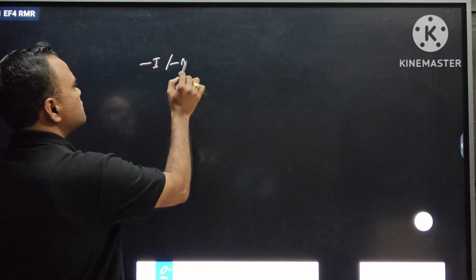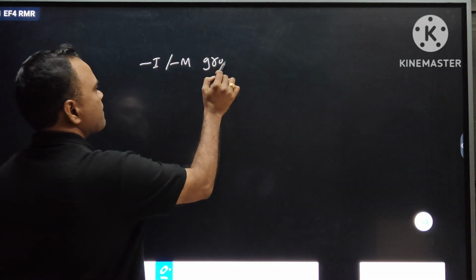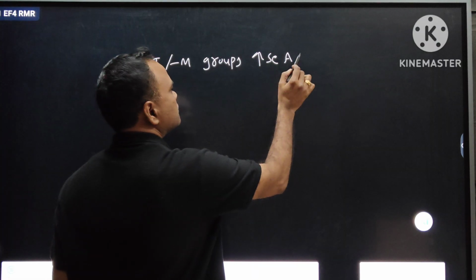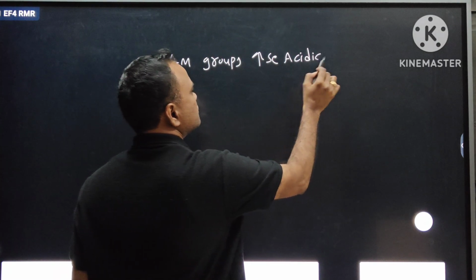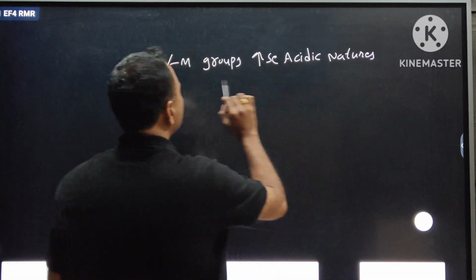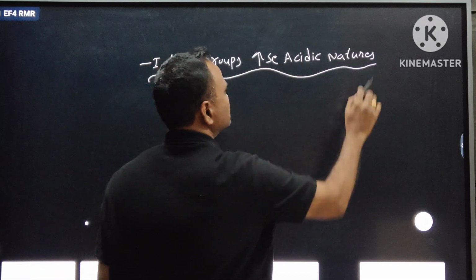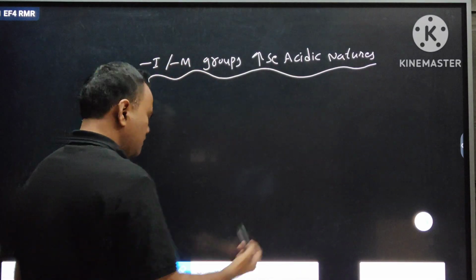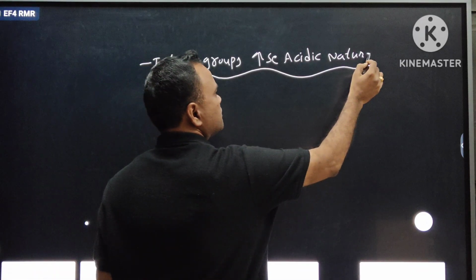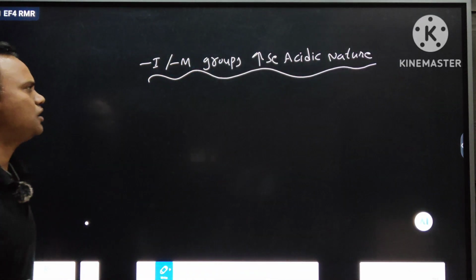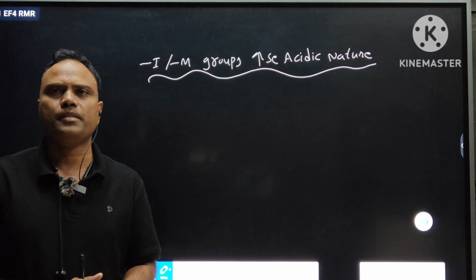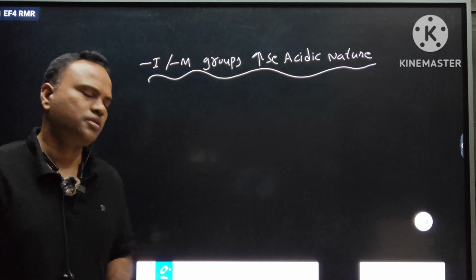Minus I, minus M groups increase acidic nature. This is the relation. Increase acidic nature of carboxylic acids, alcohols, every functional group which acts as an acid. This is a general relation, a very important relation. Okay, let us start the examples.